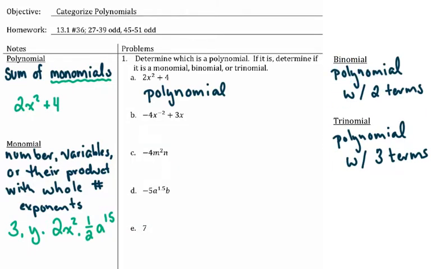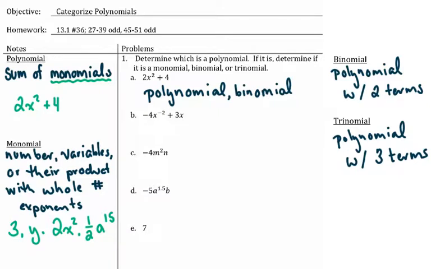So there are polynomials that are longer than 3 terms. We don't usually give them a special name. We just call them polynomials. So in this case, with number 1, part A, we have 2 terms here. We have 2x squared plus 4. Those are our 2 terms, which makes it a binomial.